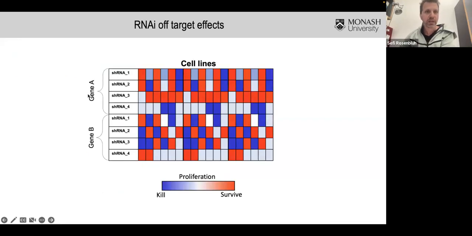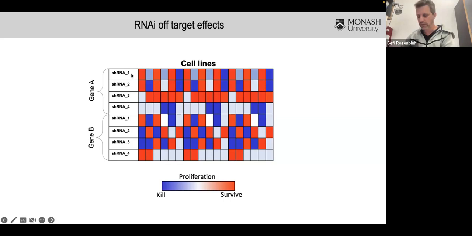In this example, for our particular phenotype, we have gene A and gene B and so on. Each gene is represented by 4 different shRNAs. And each shRNA across a particular cell line has a profile. In this case, blue means the cell is dying when you introduce this shRNA. Red means it's surviving. If you look at gene A, you could see that shRNA number 1 and 2 are very similar to each other, and number 3 and 4 are very dissimilar. They're doing something different.